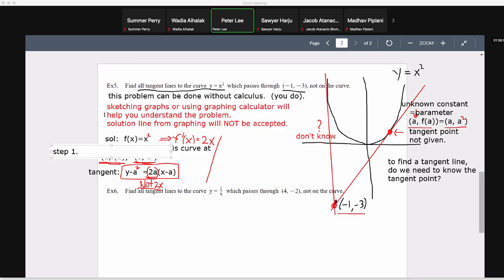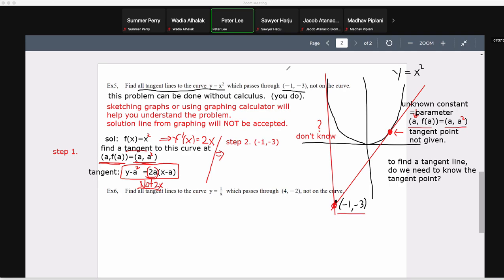Step 1. Now, let's get to step 2. What is step 2? The line must pass through the point (-1, -3). So now we have to use this. What is this? x equals -1 and y equals -3. Now substitute. From here on, what you do is substitute x equals -1, y equals -3.